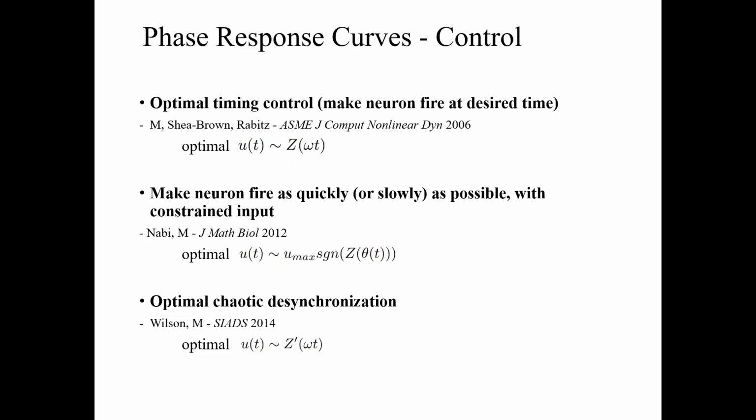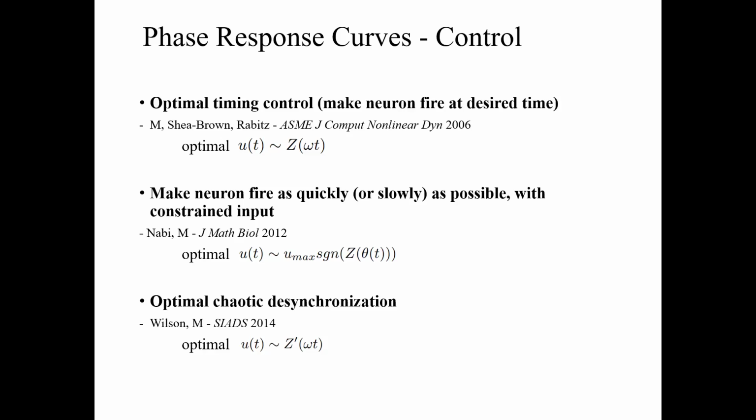So for example, maybe you're interested in optimal timing control. So let's say my neuron is firing periodically in time, and I want it to fire at a different time. How can I do that? And what does optimal mean in this sense? Usually what we mean is we want to minimize the energy that you're putting into the neuron. So it would be like an integral of u squared. Turns out, in a certain limit, the optimal control is essentially just the phase response curve itself, which is kind of cool.